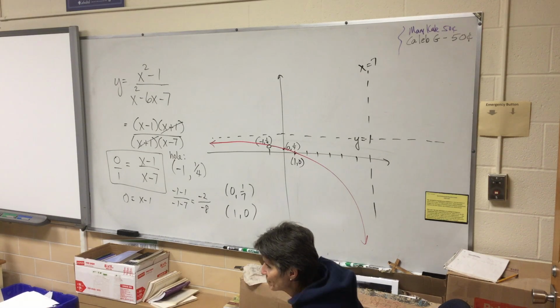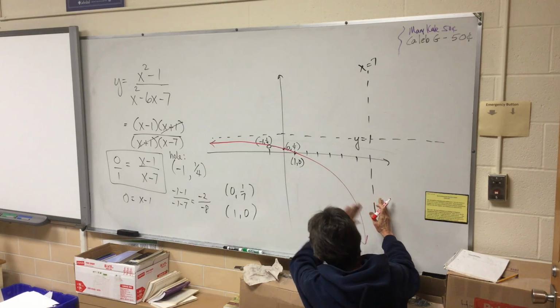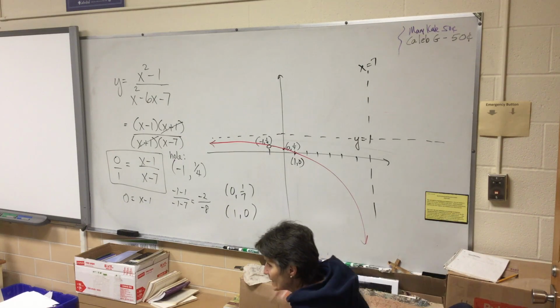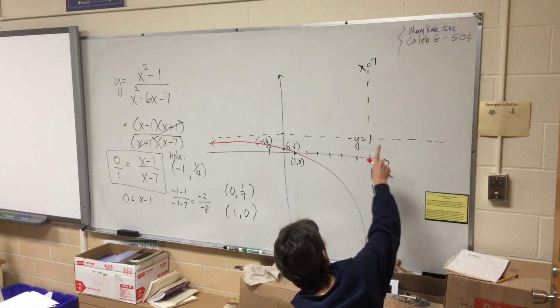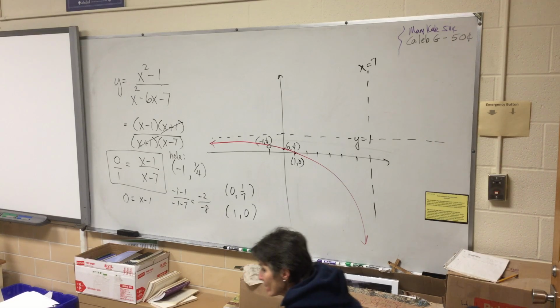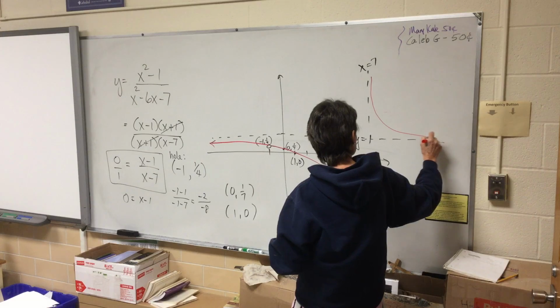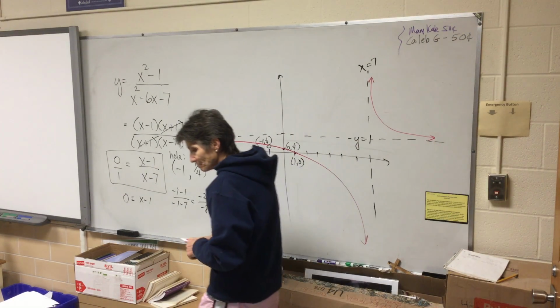Now that's only half the picture though, because you have taken care of the left side of the asymptote, but what's going on over here on the right side? What do you think's happening over here on the right side of the asymptote? Join it on the top. Yep, right up here on the top. Perfect. The same kind of shape, but up there on the top.